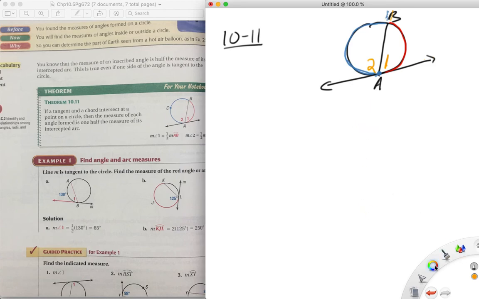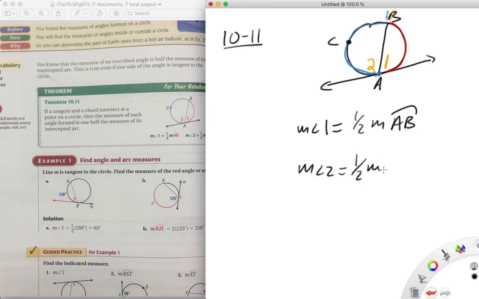And what theorem 10.11 says is that if I'm looking at angle 1, it's going to be half the measure of its intercepted arc. So here's the arc. It's being captured or intercepted. It's going to be half of that. So half the measure of AB. And if I wanted to find out what angle 2 was, it would be half the measure of that arc, and that's arc BCA. And that'd be half that measure.